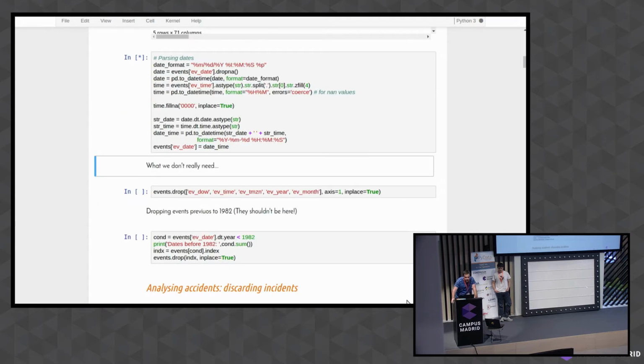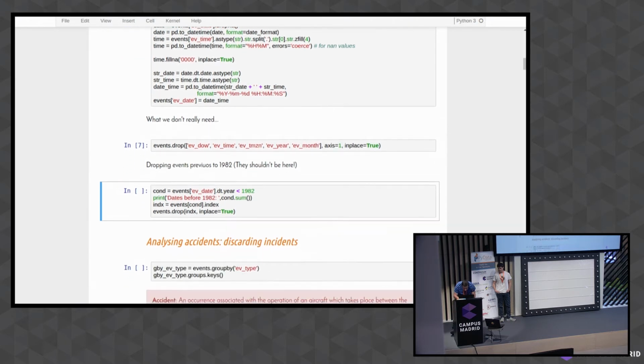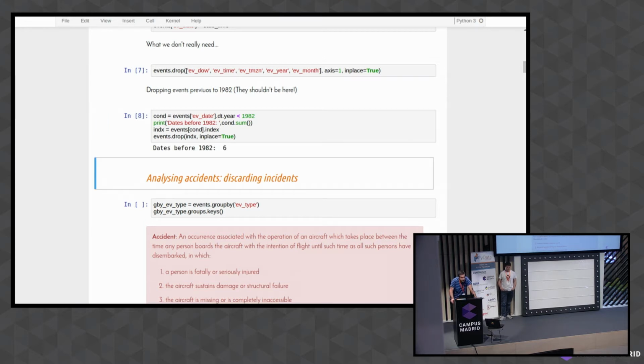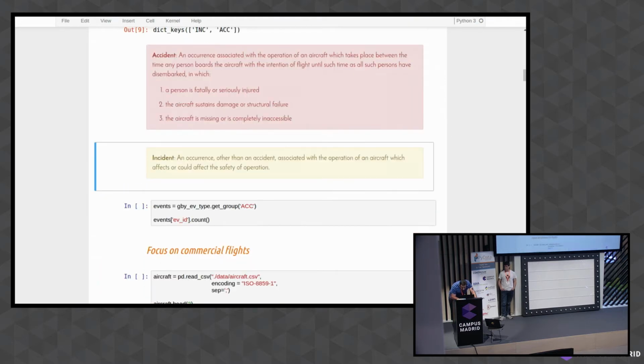After this, one of the data that was very important for us was the date. We realized that it was a little bit difficult to work with, so we parsed it. And here we start with the problems that any real database can have. This database is supposed to start in 1982, but there are 6 accidents before that date, so we removed them, of course. So now we start filtering the database.